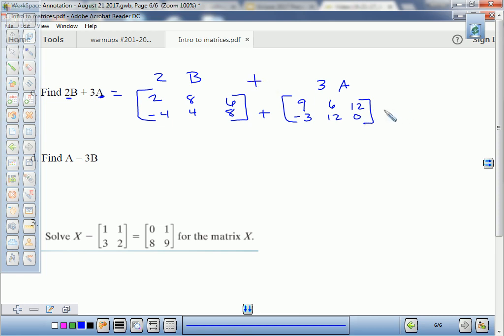And now, once we have done that scalar multiplication, you would add the elements that are in the corresponding positions. So we would get 11, 14, 18, negative 7, 16, and 8. Any questions about scalar multiplication? No. Alright, you try D then.